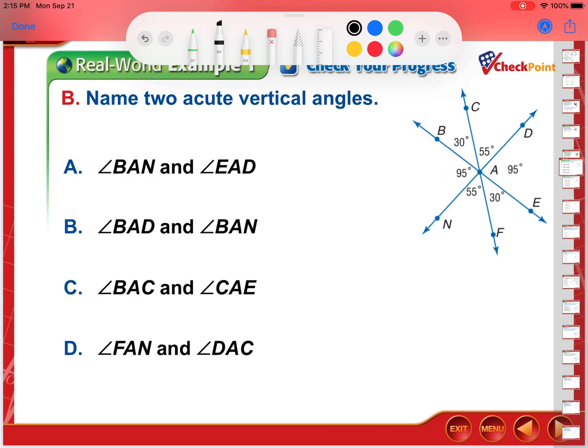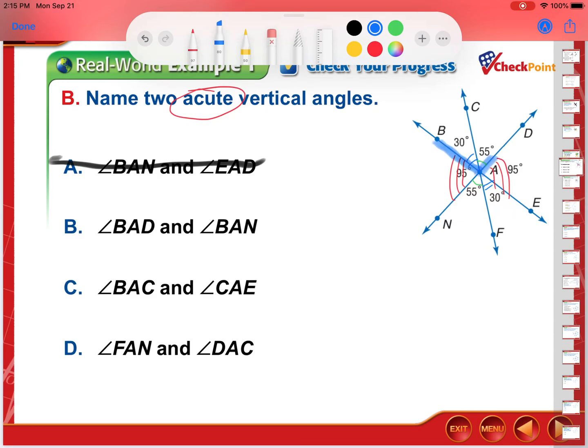Now we're supposed to name two acute vertical angles. So once again, let's go through and name our vertical angles. So we have these, the 55s, we have the 30s, and then we have our 95s here. Those are all sets of vertical angles. So in our wording here, we have to have two acute vertical angles. So BAN is not acute, so we can eliminate that right off the bat.